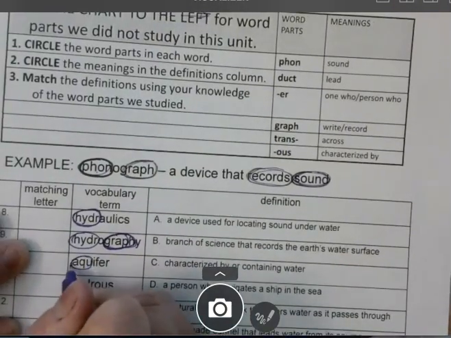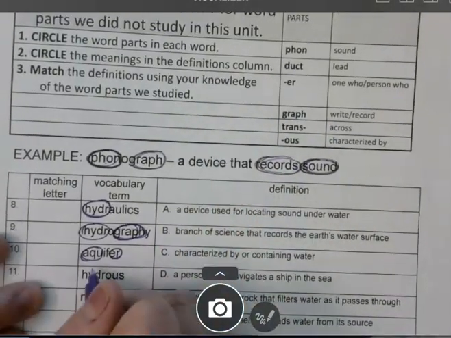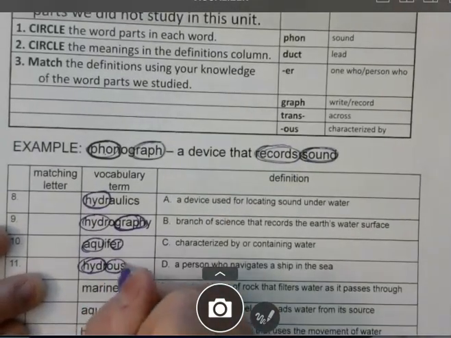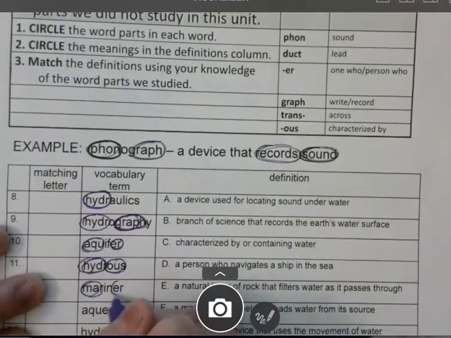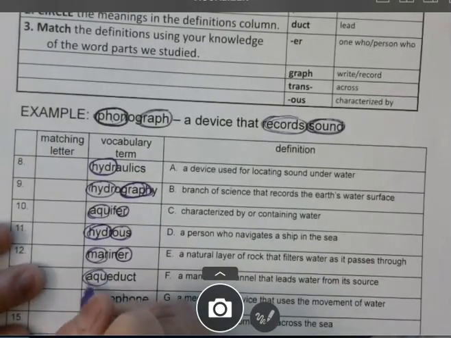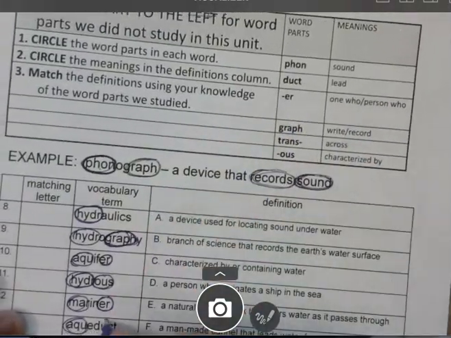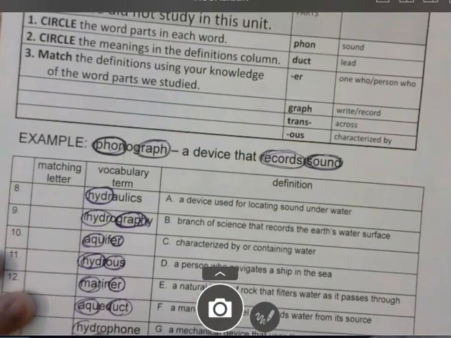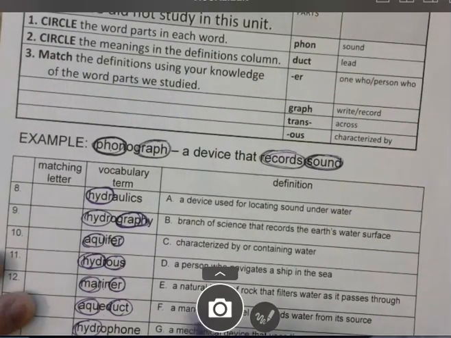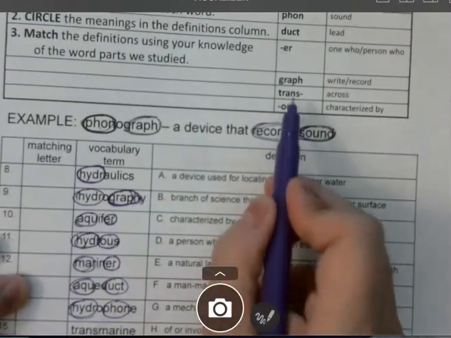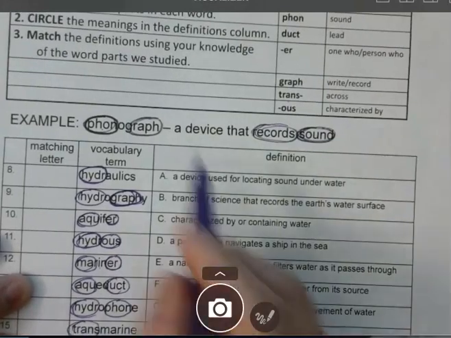Aqua. ER, because that's up here. Hydra. And then I see OUS. Mar. And then ER. Aqua again. And then up here I see duct. So again, here I'm seeing some parts that aren't circled. Hydra again. And phone, PHON. And then trans. And mar.